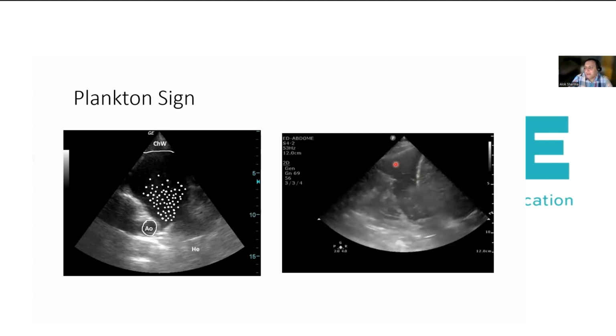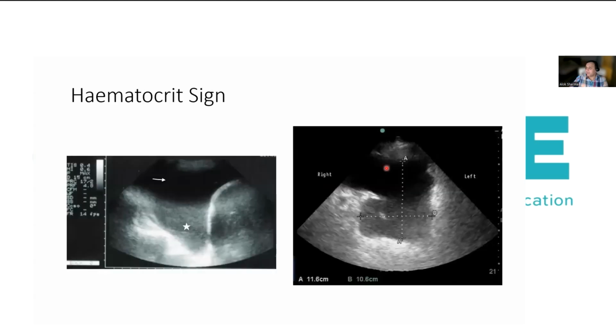So again, the plankton sign is not pathognomonic for an exudative kind of effusion. It might actually indicate a hemorrhagic component to the effusion as well. But it's a sign that usually is indicative of an exudative kind of effusion.